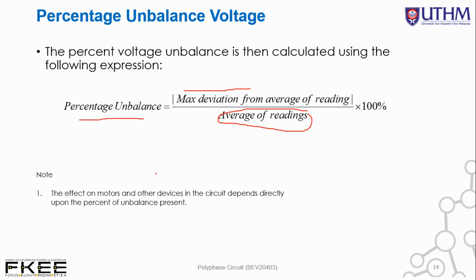Some notes over here: the effect on motors and other devices in the circuit depends directly upon the percent of unbalance present. This is how significant it is, because the effects on motors and other devices rely on, or depend on, this percentage.